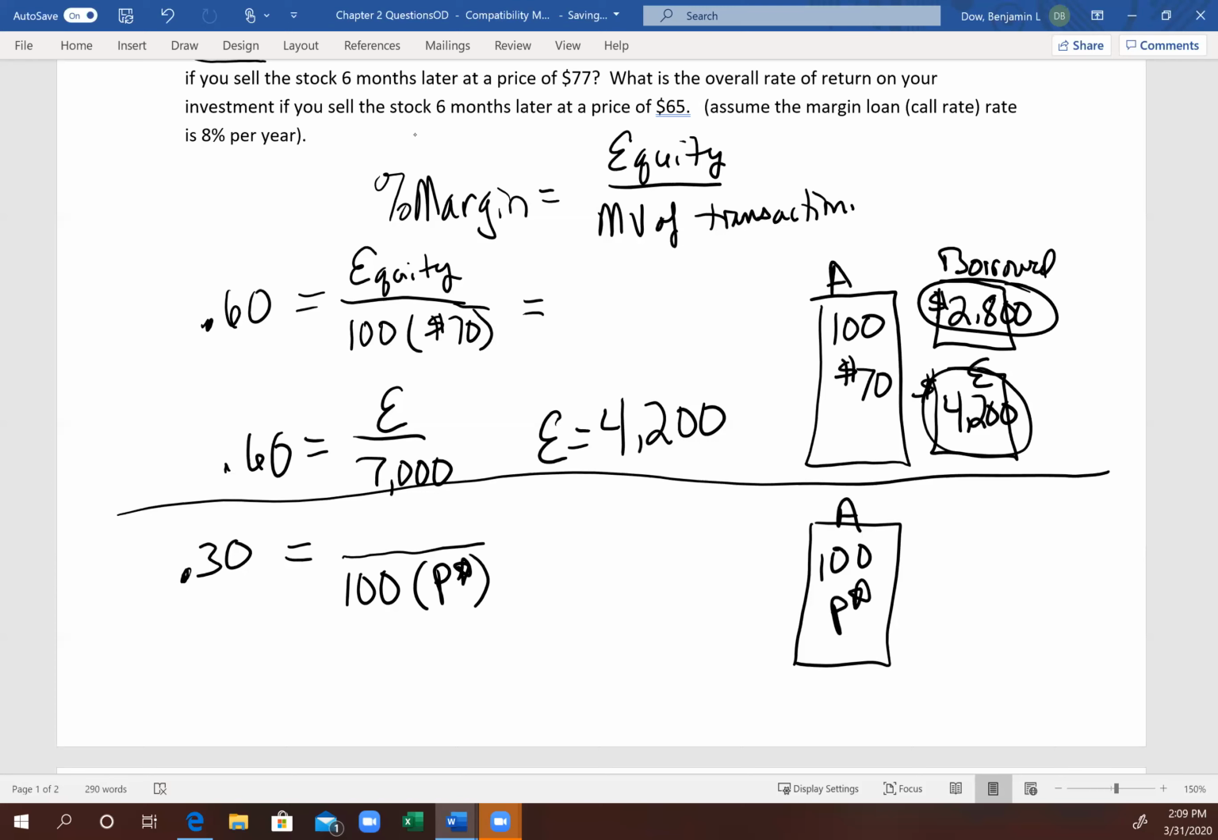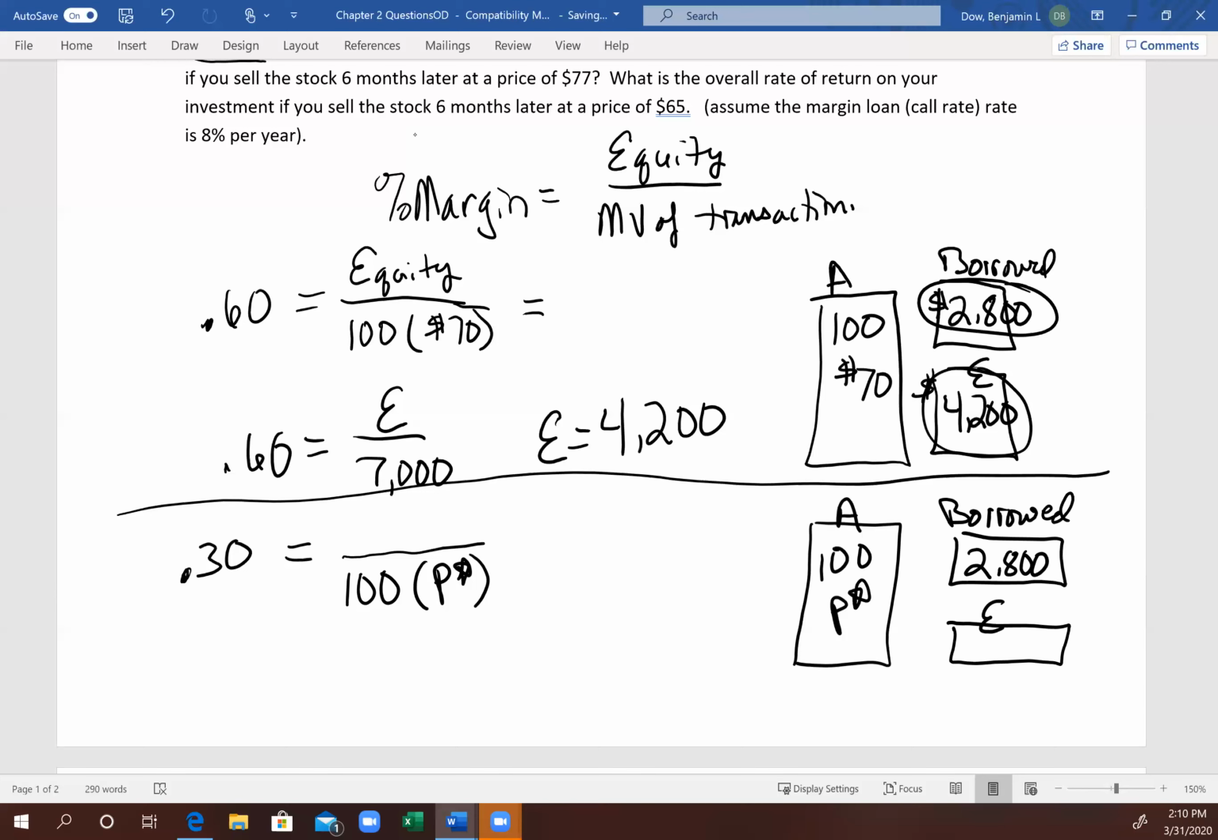Okay. So now we've got to figure out, though, we know what the initial equity is. Okay. The borrowed amount is going to stay the same. That's the liability. The borrowed amount was $2,800. Okay. Now, what's going to change, though, is as the price changes, so does your equity position. Okay. And that pretty much determines how you make or lose money.